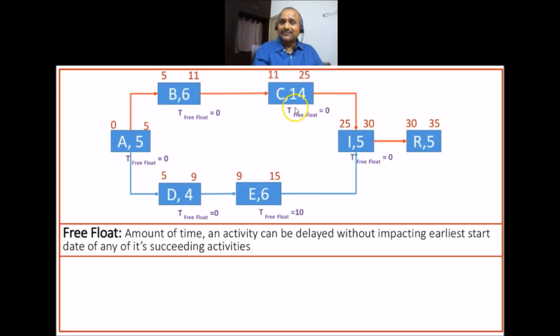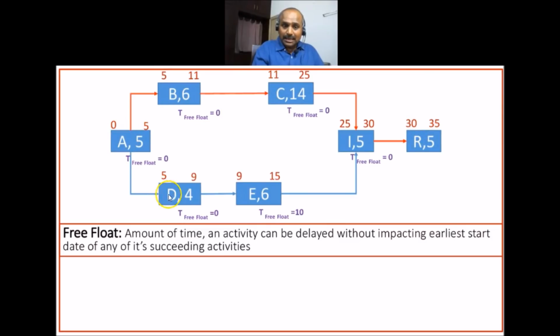Similarly, the free float for activity C is 0, because all activities on the critical path have a free float of 0, because they cannot be delayed. If they delay by any 1 day, then it will impact not only its succeeding activities but also the overall project duration. But anyway, when you talk about free float, you only focus on the early start date delay of the next activity. That's why activities A, B, C, I, and R cannot be delayed.